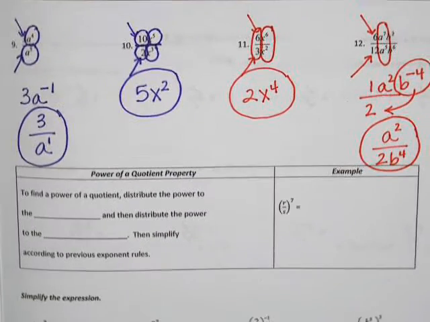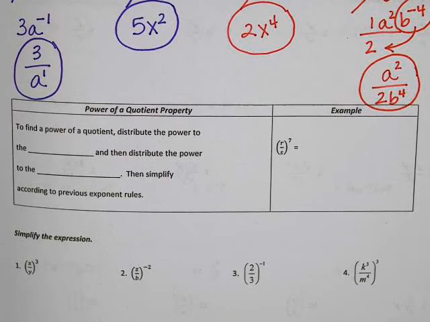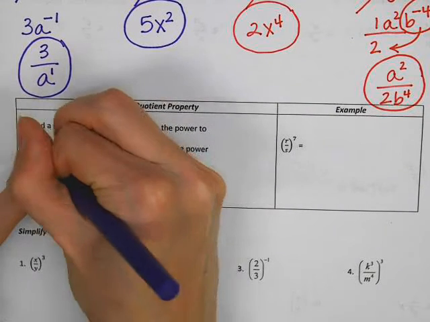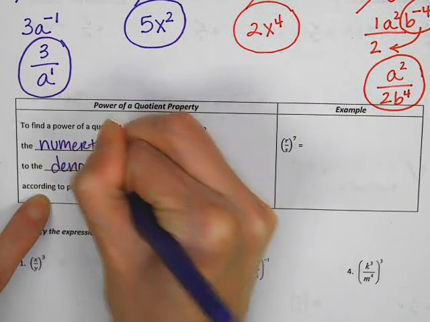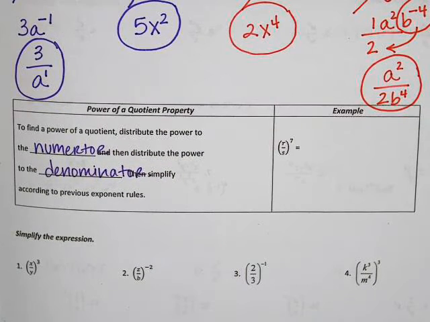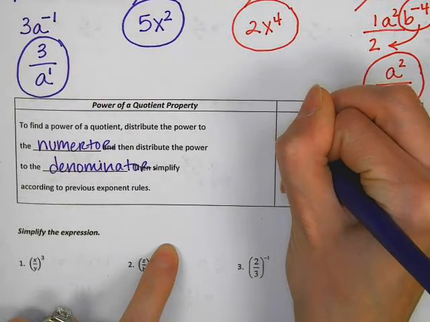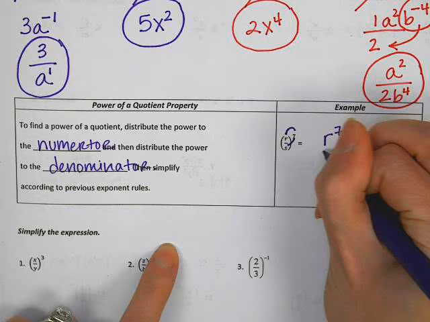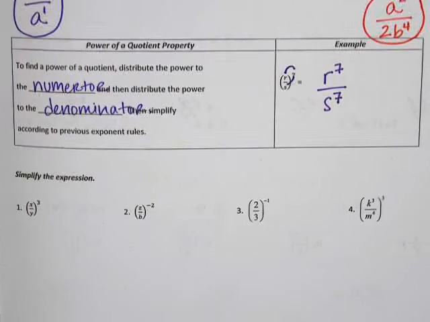All right, and then one last thing. You guys are doing great. Well, I can't see you, so hopefully you're doing great. When you have a fraction raised to a power, you distribute the power to the numerator and the denominator. Then simplify using our rules. So this one's really easy. It's just saying if you have a fraction, the exponent goes to the top and the bottom. Okay, so this would be R7 over S7. Just make sure they both get a piece of the 7.